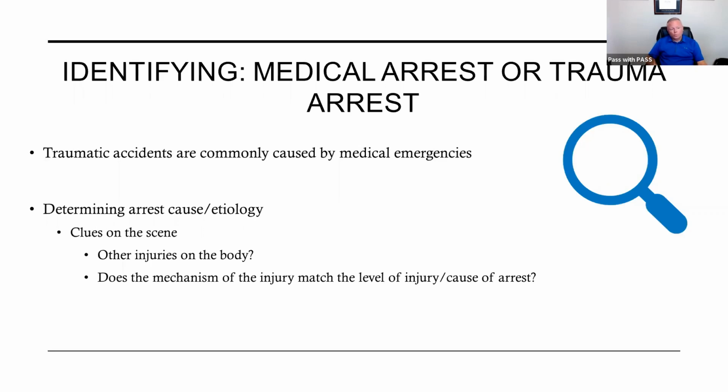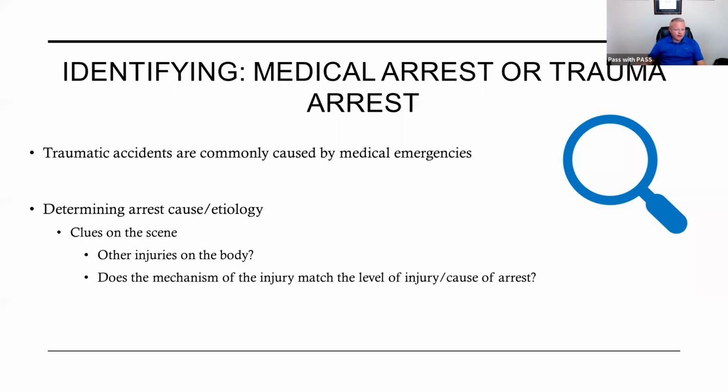So when we talk about identifying medical arrest or traumatic arrest, the point here is you guys have to try to figure out and filter the information to determine which came first, the chicken or the egg. Did the patient have a cardiac arrest event because they have a pulmonary embolus or because they had an electrolyte abnormality, and they went into a cardiac arrest and that caused them to crash their vehicle?